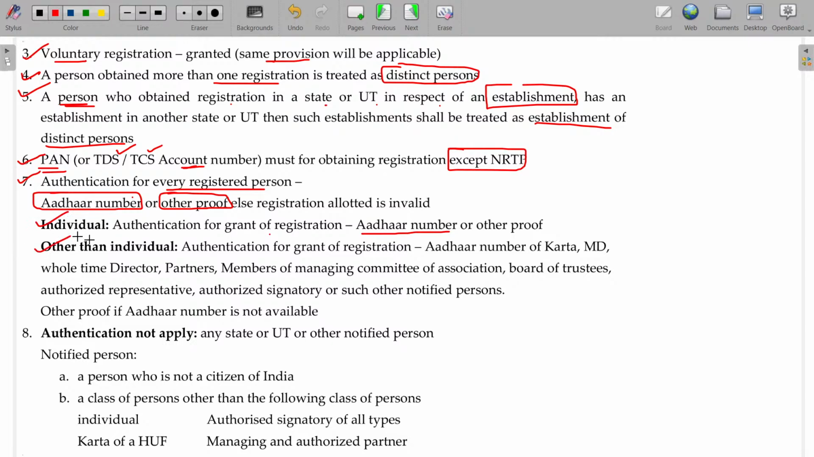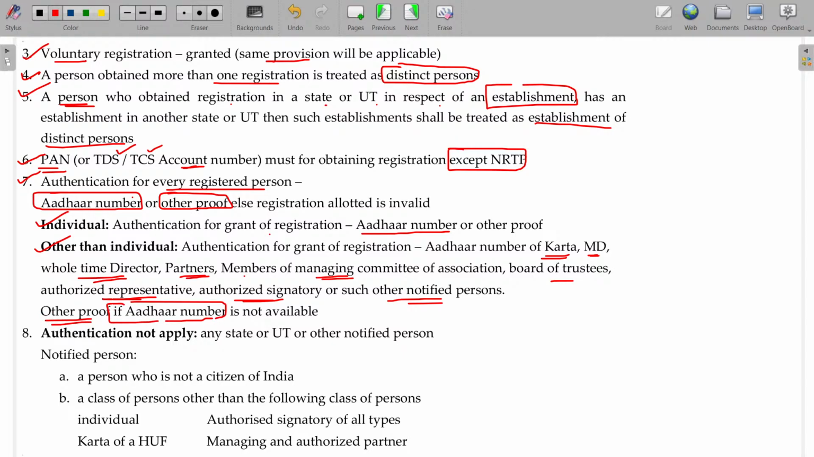Other than individual, authentication for grant of registration in case of HUF, Karta number, MD number, whole time, partner, members of managing committee of association, board of trustees, authorized representative, authorized signatory or such other notified persons. Okay, so their Aadhaar number should be there. Or you need to submit other proof if Aadhaar number is not available.